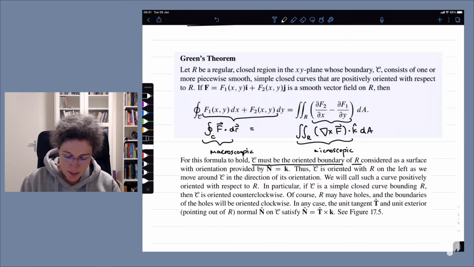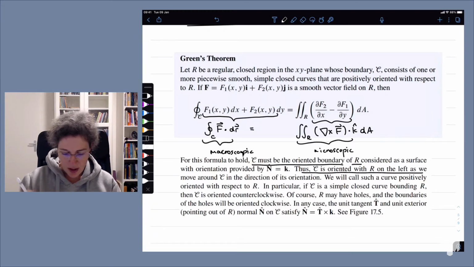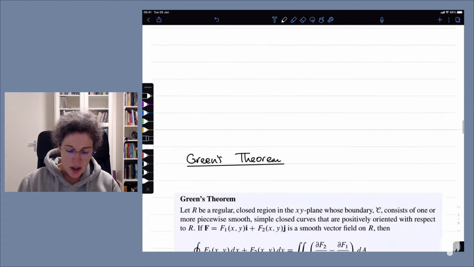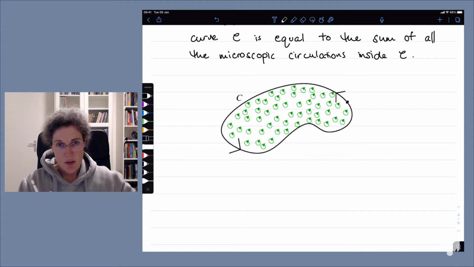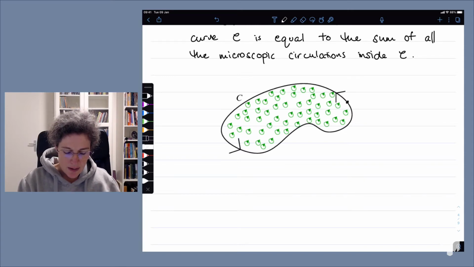Practically speaking, what does that mean? It means our curve is oriented with the region that we're thinking of on the left as we move around C in the direction of its orientation. So if we head back to the pictures that we've got, notice if I'm standing anywhere on the boundary here, the direction I walk is the direction so that I make sure that the region is on my left. So if I'm standing here, facing this way, the region is on my left. So I would walk in this direction.